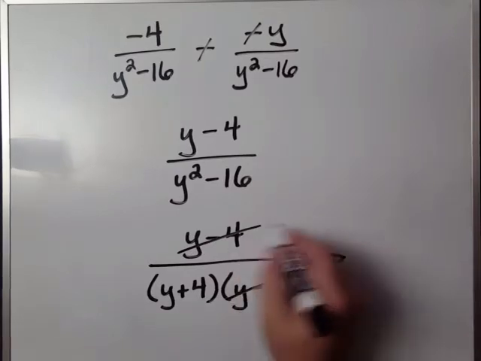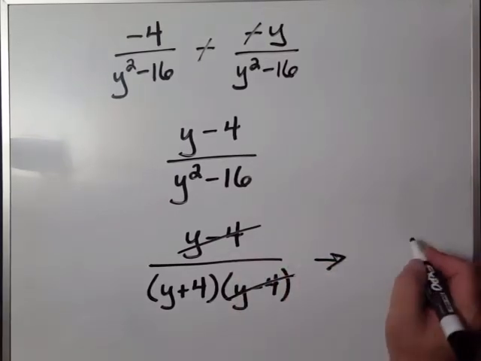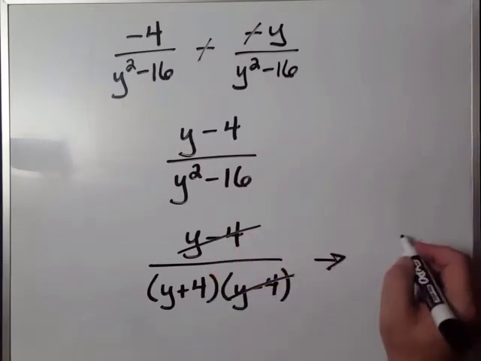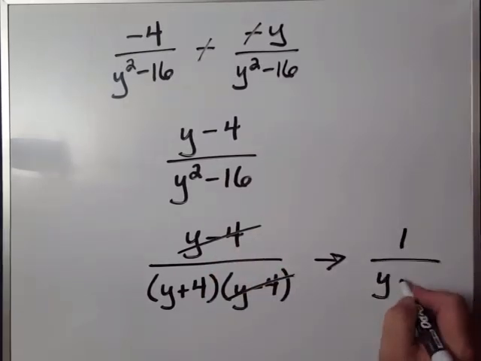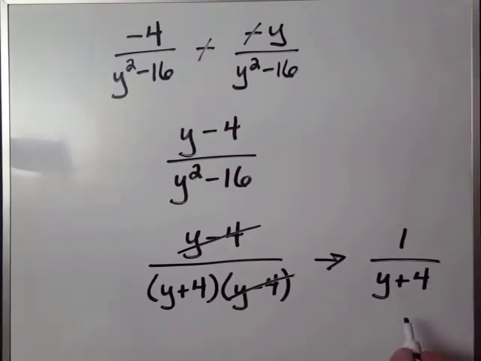To leave, in this numerator, what's left behind? Nothing, the multiplicative nothing, which is a 1, and over just that y plus 4, who no longer needs his parentheses because he's the only factor down there.